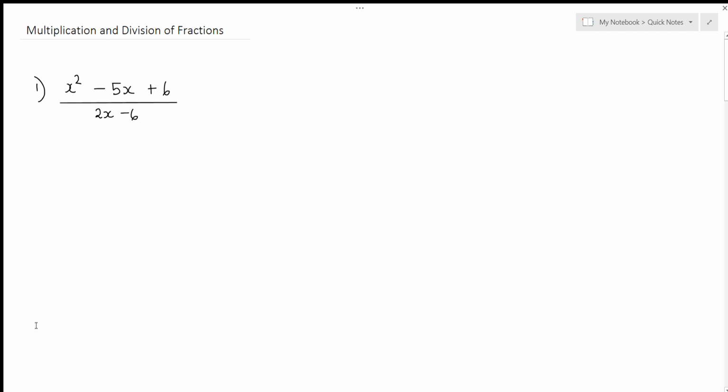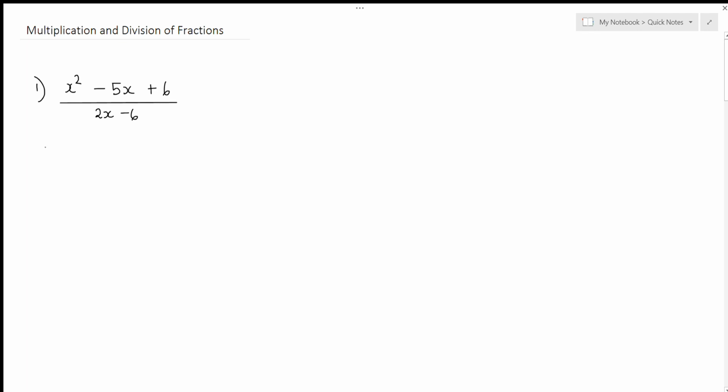Today we're going to be doing multiplication and division of fractions. So the first sum is x squared minus 5x plus 6 divided by 2x minus 6. Before you start these sums, you need to know how to factorize.